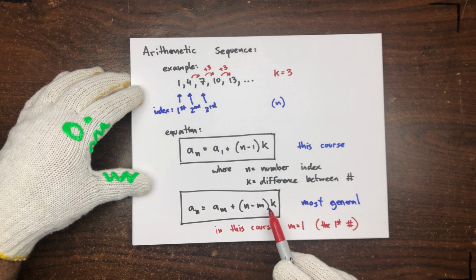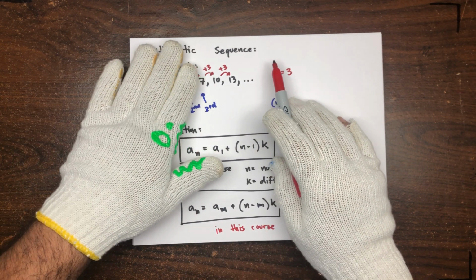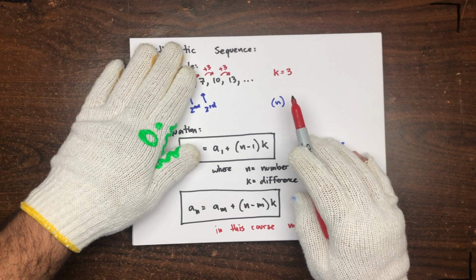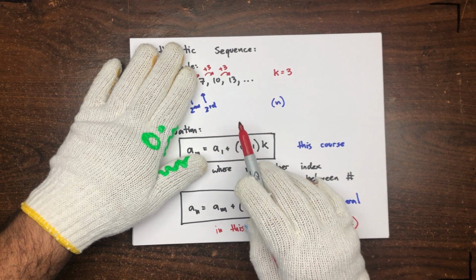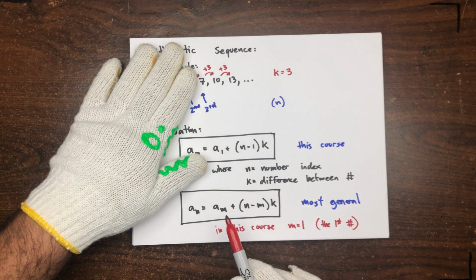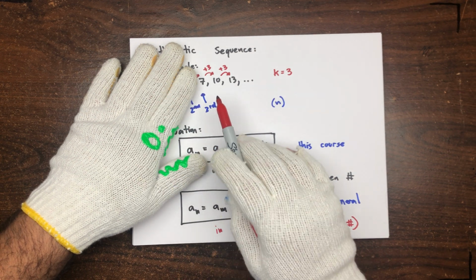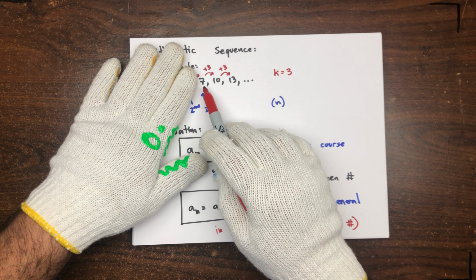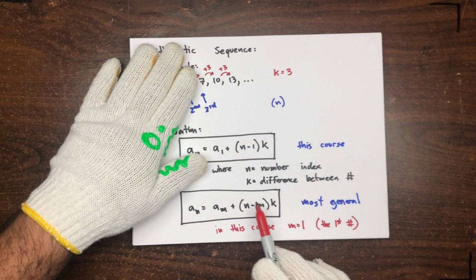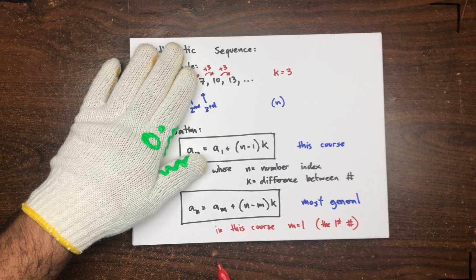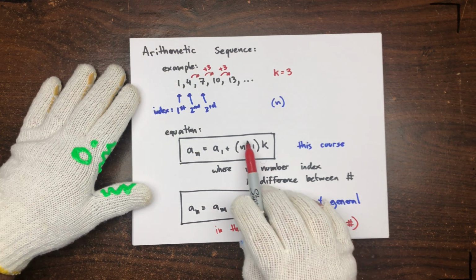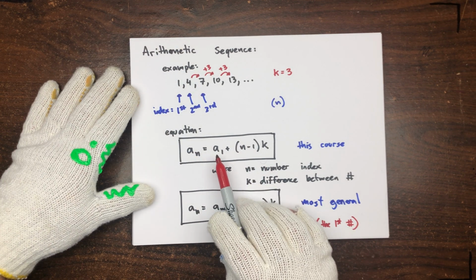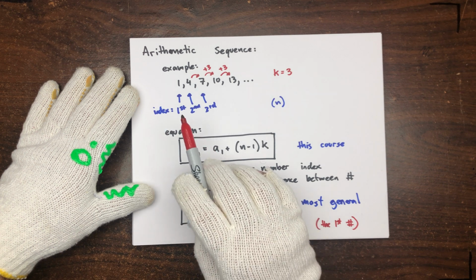This is a more general equation if you were only given a section of the sequence, like this. Only given a section of the sequence, and you want to know the first one. Well, then you could use m as the third value and find out the first value by using this equation. Okay, so this is the most general. We will not be using this equation. We'll be using this equation where I'll always give you the first value of the sequence.